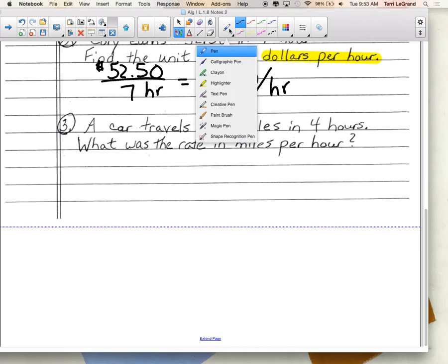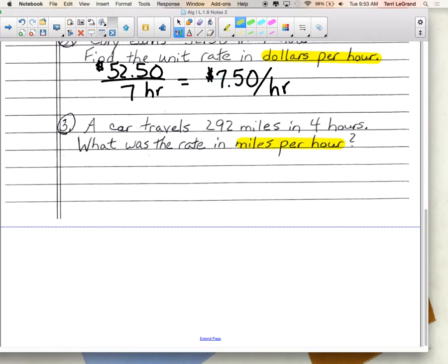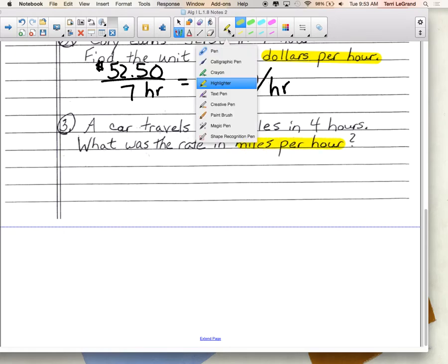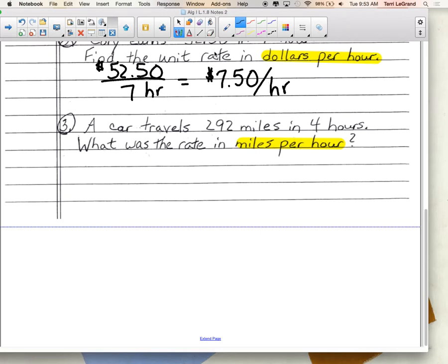What was the rate in miles per hour? Okay, so what are we going to set up in this one? Devin? 292 miles over 4 hours. Okay, you guys agree? Okay. And how do we know that we set it up correctly when we put the labels in it? Andrew? Because we're asking for miles per hour. Yeah, and that's how it reads, miles over hours, miles per hour, doesn't it?